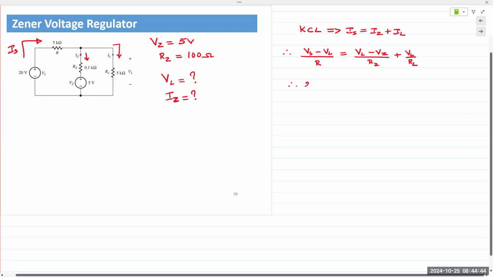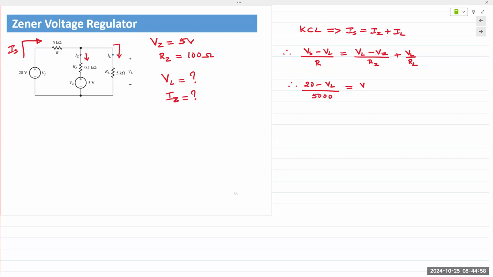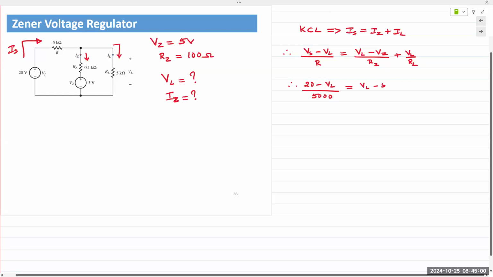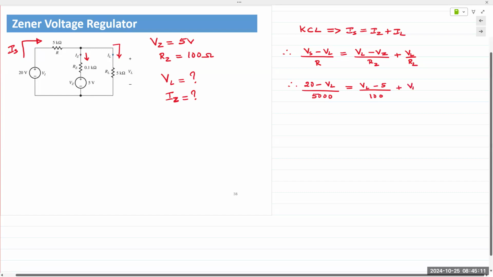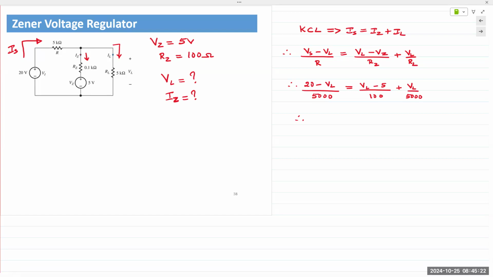Now I'll plug in the values. 20 minus VL over 5,000, equals VL minus 5 divided by 100, plus the load current. Note that in this case, because of the series resistance, VL is not equal to VZ. All right, rearrange the terms. You only have one unknown quantity. Solve for that quantity and you'd have our answer.